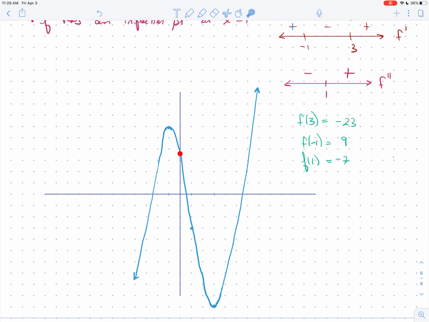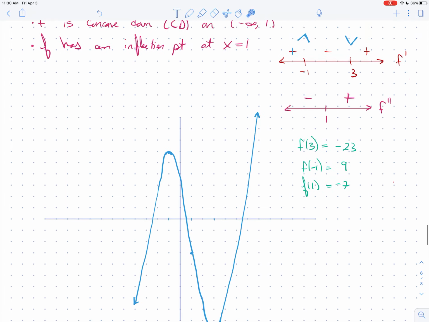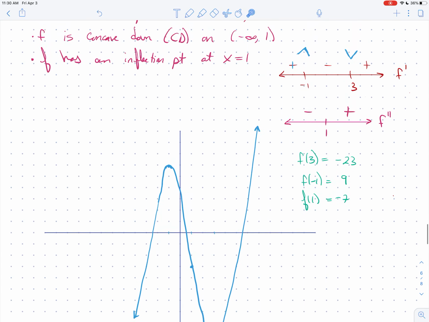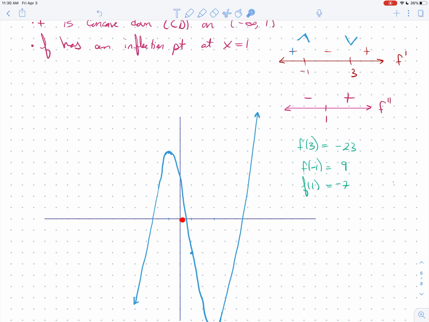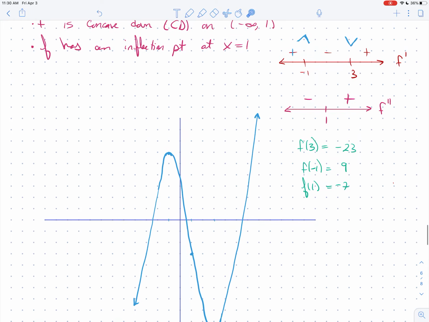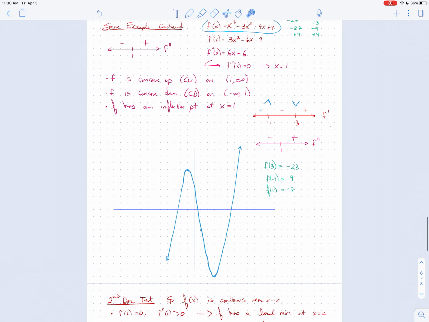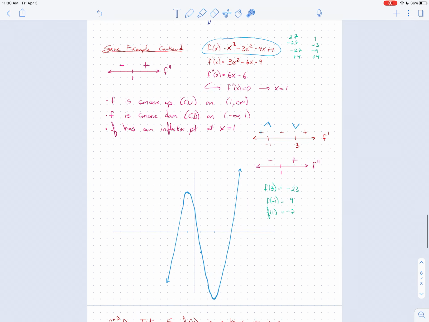Here's that inflection point. You can actually see the concavity changing. Here are the local extrema. I've captured the increasing and decreasing. And I've captured concavity as well. I can see the concavity. I'm concave down from minus infinity to -1. I'm concave up from 1 onward. So that is a first example of curve sketching.